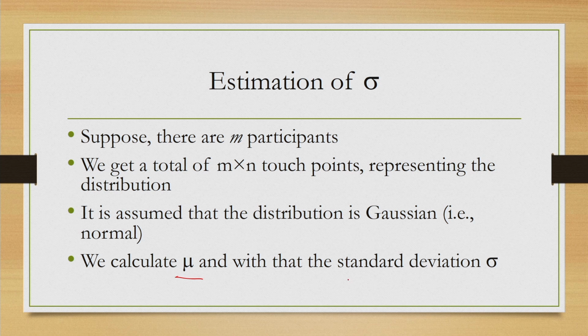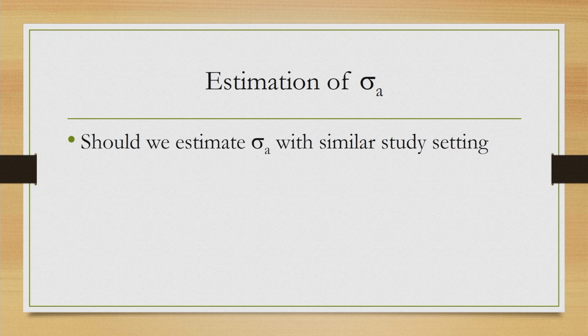distribution, and with that we calculate the standard deviation sigma. So, that is how we estimate sigma for the overall distribution. In case of estimation of the standard deviation for the distribution that occurs due to absolute precision of the finger, we have to adopt a slightly different approach. So, in this case, we have to change the procedure a bit.